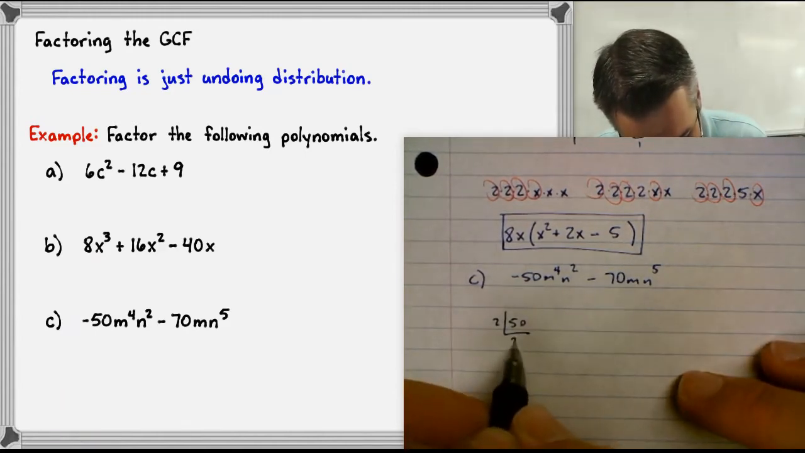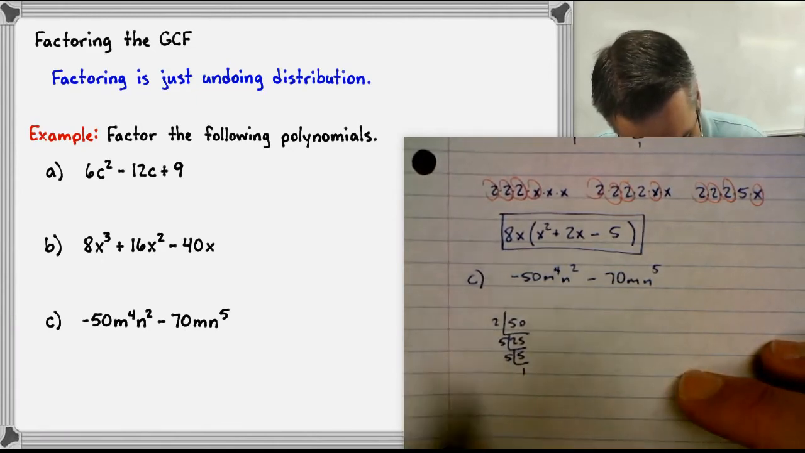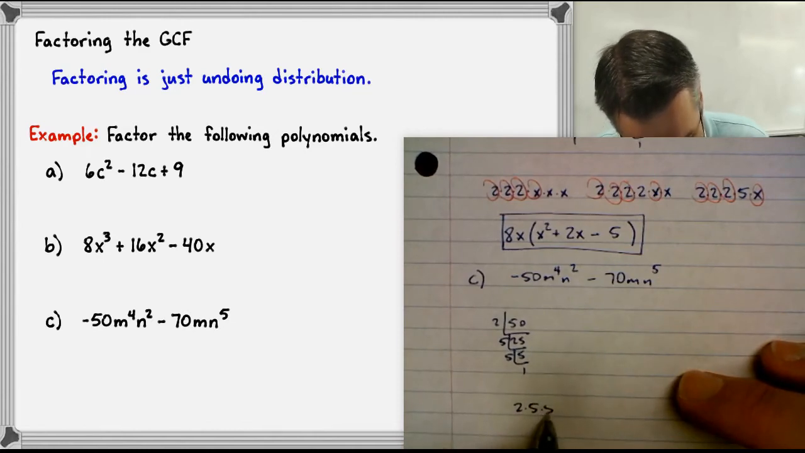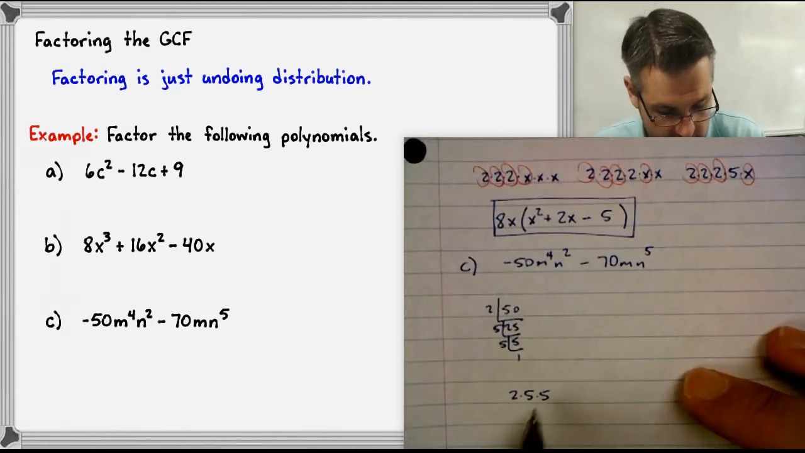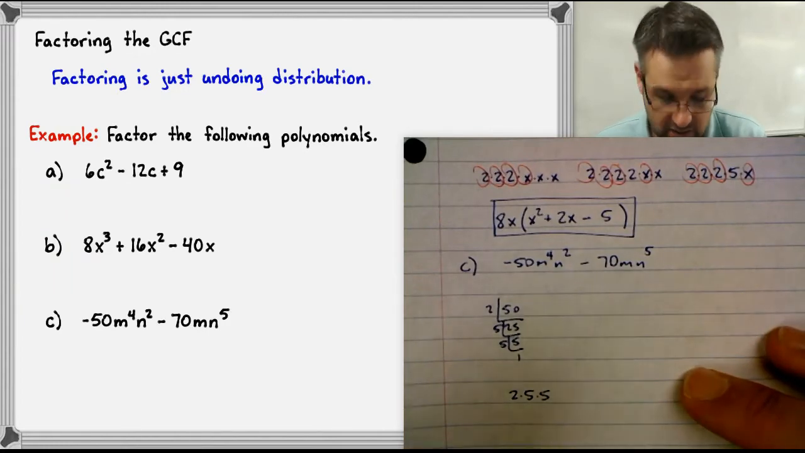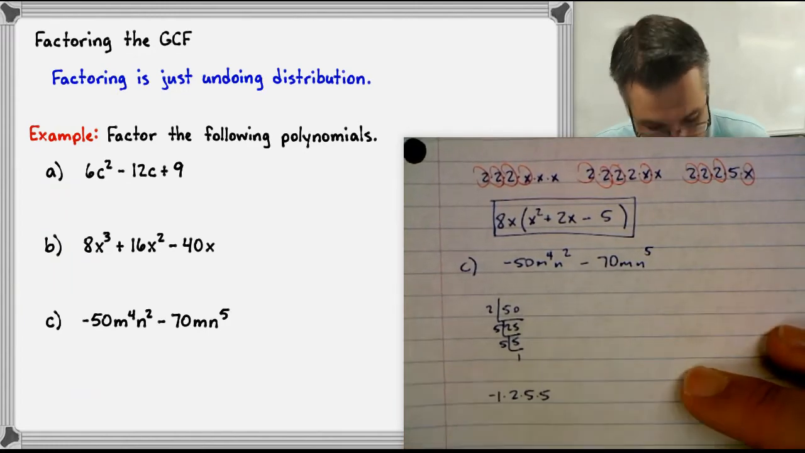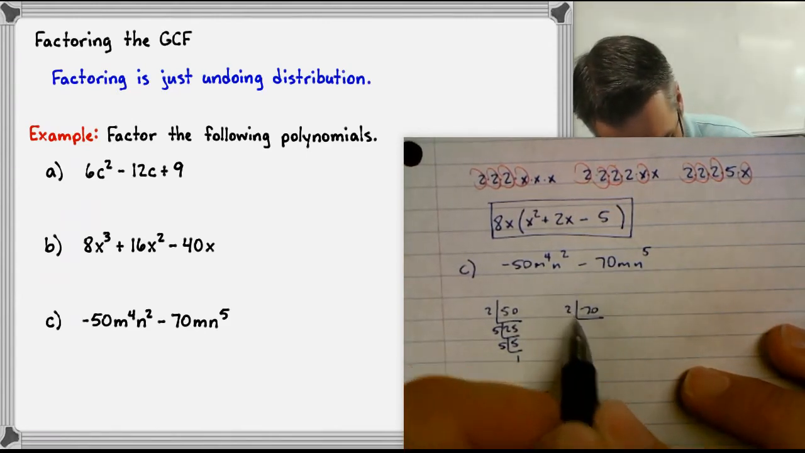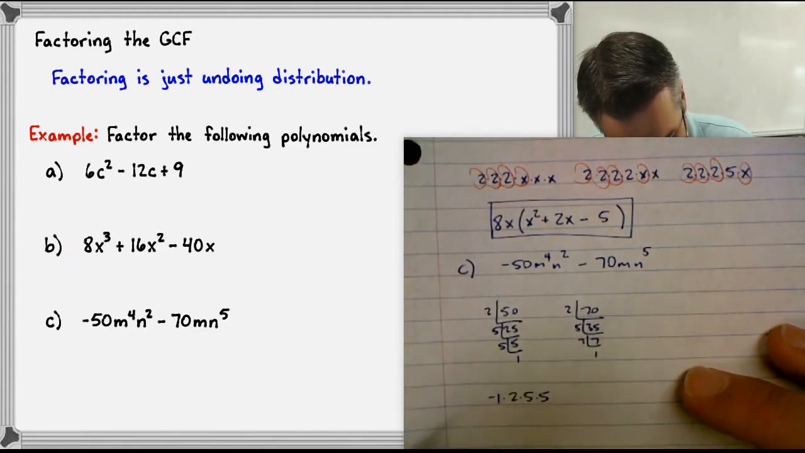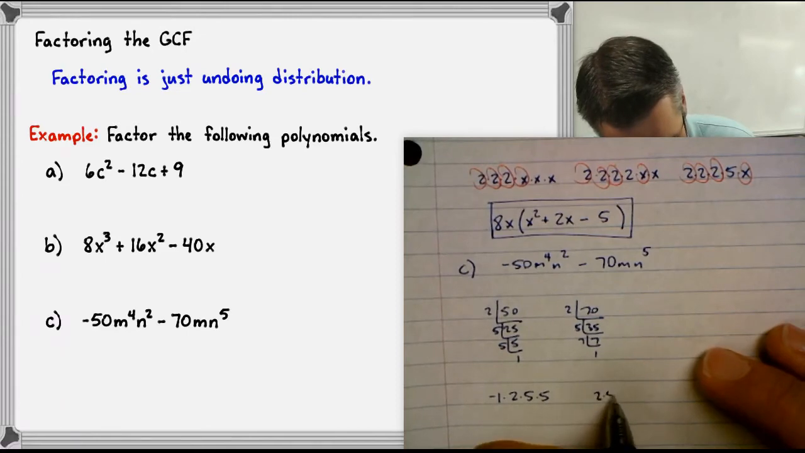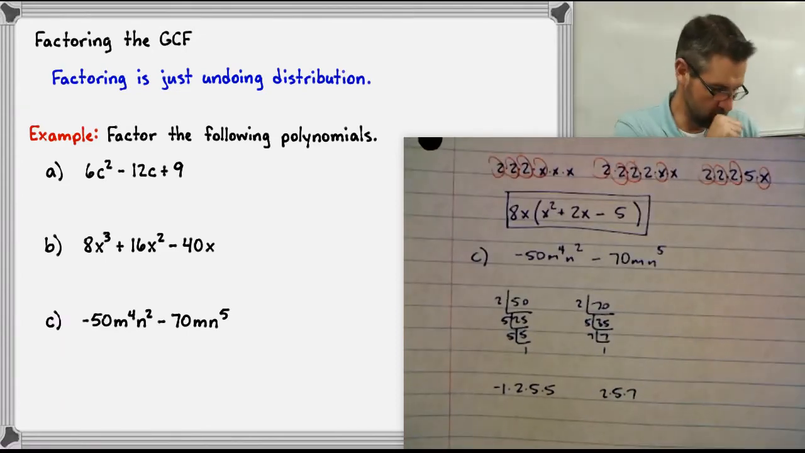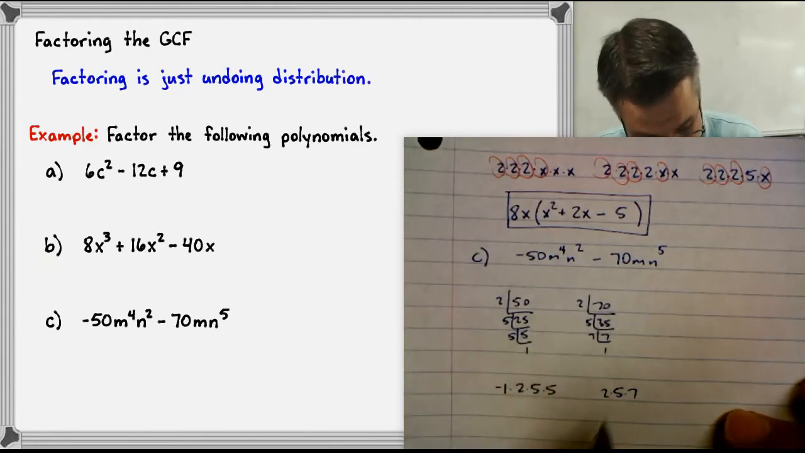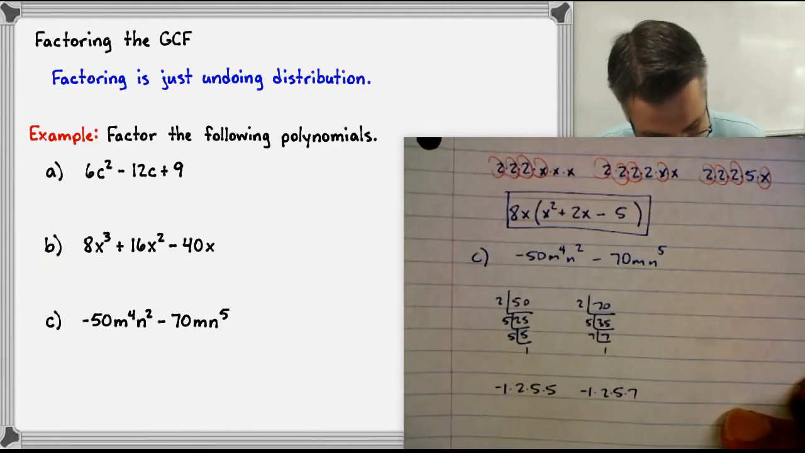That's going to be 2 times 25. 25 is 5 times 5, and 5 times 1. So we have 2 times 5 times 5 here. And then notice, this doesn't give me negative 50. It gives me positive 50. So I want to multiply that by negative 1 as well. That will give me the negative 50. For the 70, well, that's 2 times 35. 35 is divisible by 5, so 5 times 7, and then 7 times 1. And so we're left with 2 times 5 times 7. And then, again, that's a negative 70, so we want to factor out a negative 1 out front.